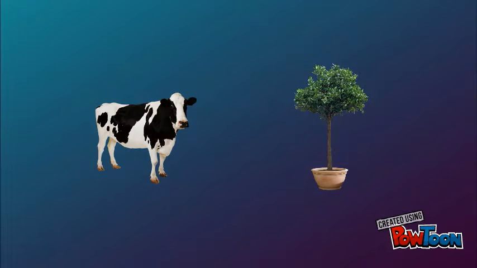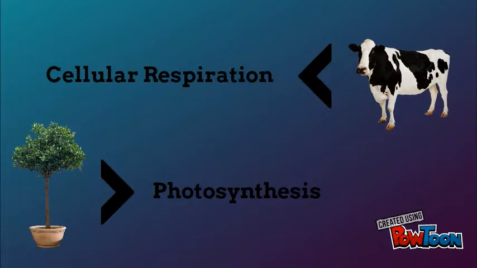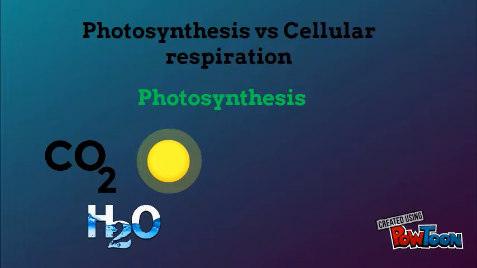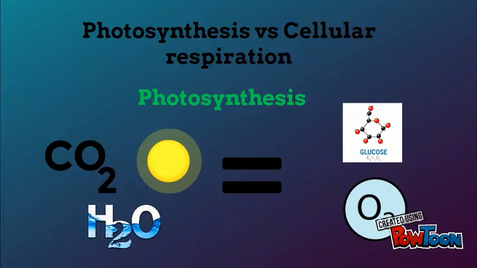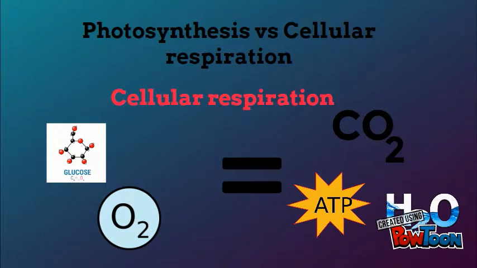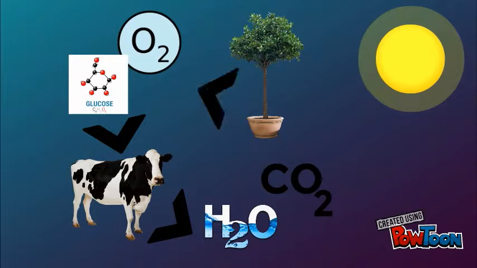One of the most important interactions is between plants and animals and their biochemical reactions to produce energy. Plants do photosynthesis and animals do cellular respiration. The relationship between these two is that in photosynthesis, carbon dioxide, water, and the energy from the sun are used to produce glucose and oxygen, while in cellular respiration, glucose and oxygen are used to produce energy as ATP, water, and carbon dioxide, which means that animals use the products of photosynthesis to get energy and plants use the products of cellular respiration to produce glucose.